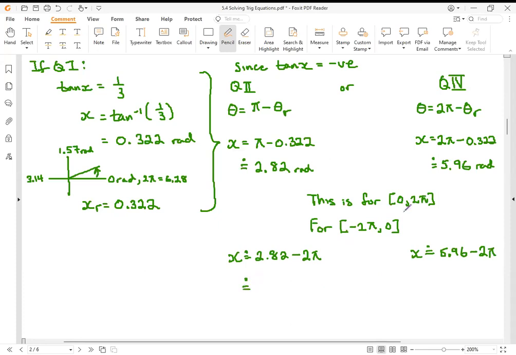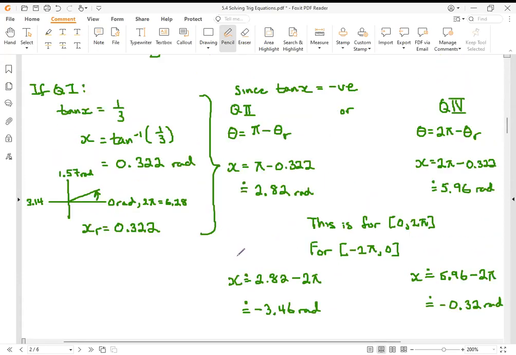The angle in the previous cycle is going to be 2.82 minus, let's just be rough here, 6.28. That's going to be approximately negative 3.46 radians. And 5.96 minus 6.28 is going to be negative 0.32 radians. So there it is.